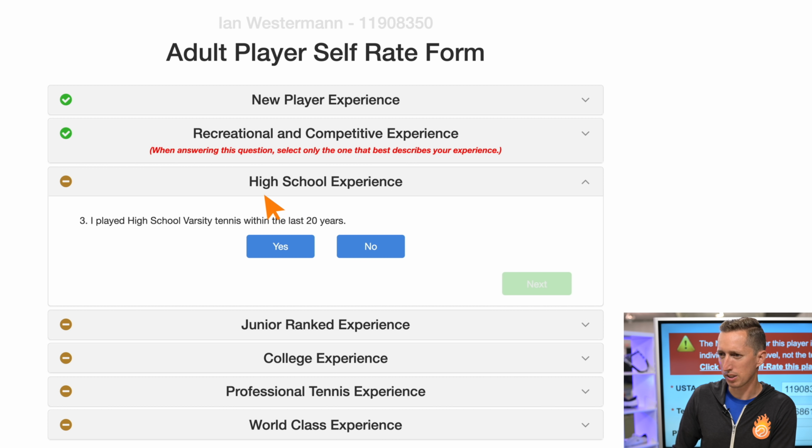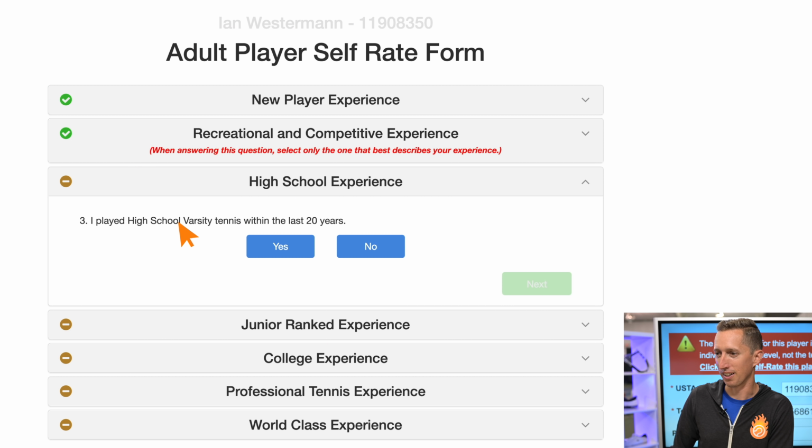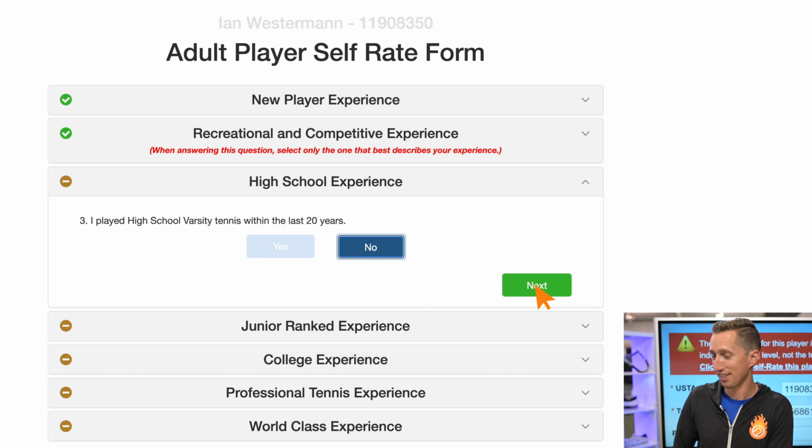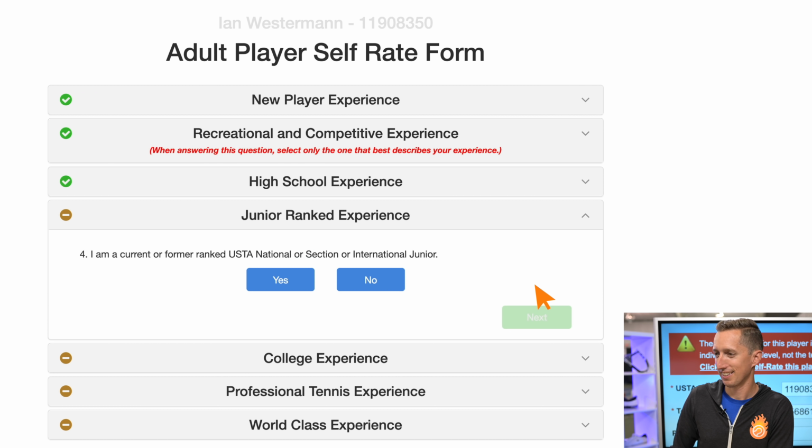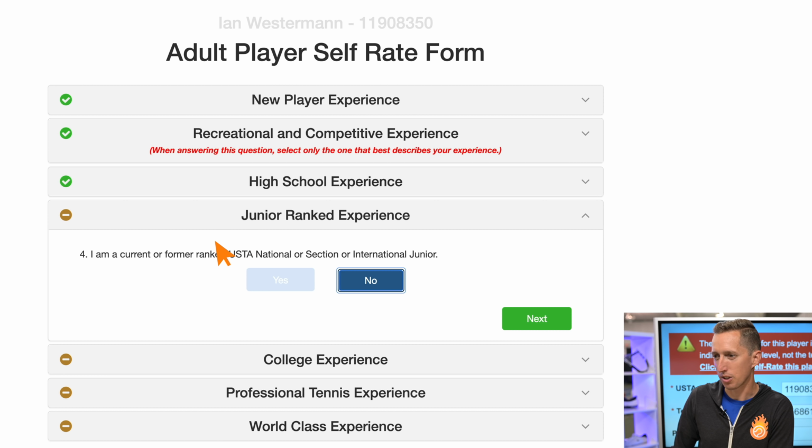High school experience. I played varsity high school within the last 20 years. No, I'm just outside. I graduated college in 2000. So no, not in the last 20 years. I guess I'm getting old. I'm a current or former ranked USTA national, sectional, or international junior. Nope, I never did any of those things as a junior player.